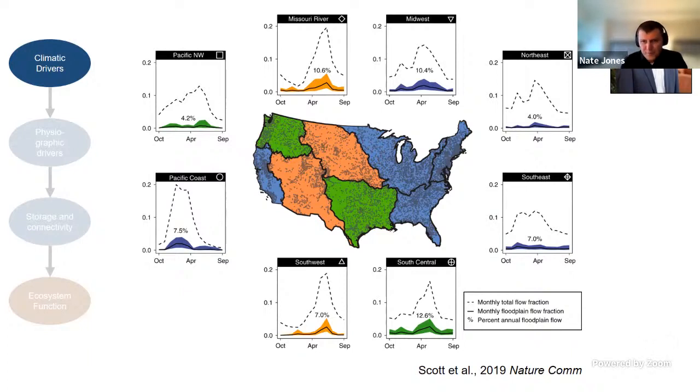For example, when we look at the Missouri River, we see that in the late spring, we see a pretty large increase in both river flow, which is the dotted line there, and then also the river floodplain connectivity, which is the orange ribbon here. So we see that roughly about 10% of stream flow is moving through the floodplains, at least at these gauges. But then when you shift and you look at someplace like the Southeast US, you don't see as much seasonality in that flooding because our floodplains are often full of water. It's pretty common.